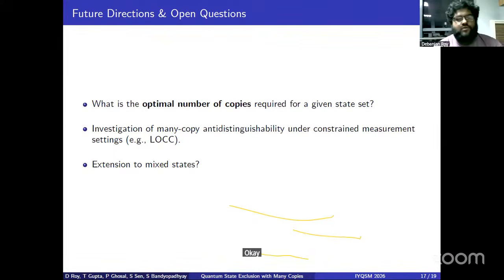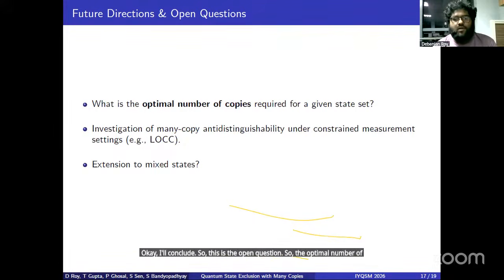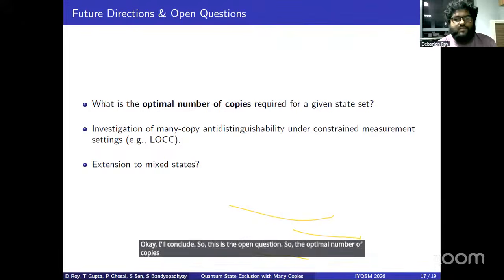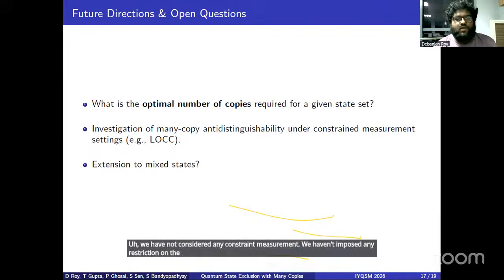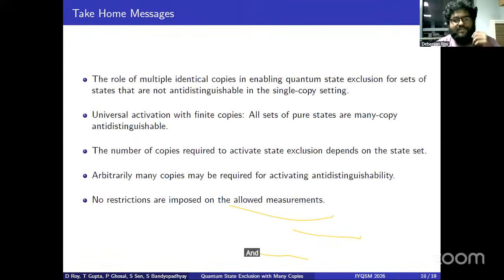Okay, I'll conclude. So this is the open question. The optimal number of copies remains an open question, and we have not considered any constrained measurements. We haven't imposed any restriction on the measurements, so that is also an interesting direction to study. We can also extend to mixed states, because in this work we have only considered pure states. And these are the key take-home messages.